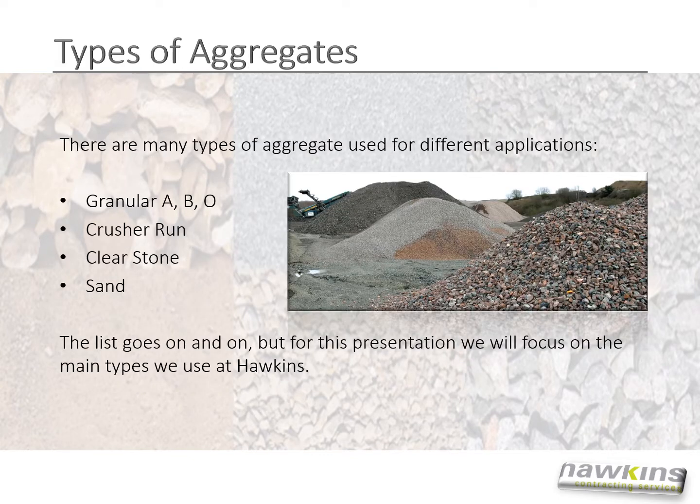Types of aggregate. There are many types of aggregate used for different applications: granular A, B, and O, crusher run, clear stone, and sand. The list goes on, but for this presentation we will focus on the main types we use at Hawkins.